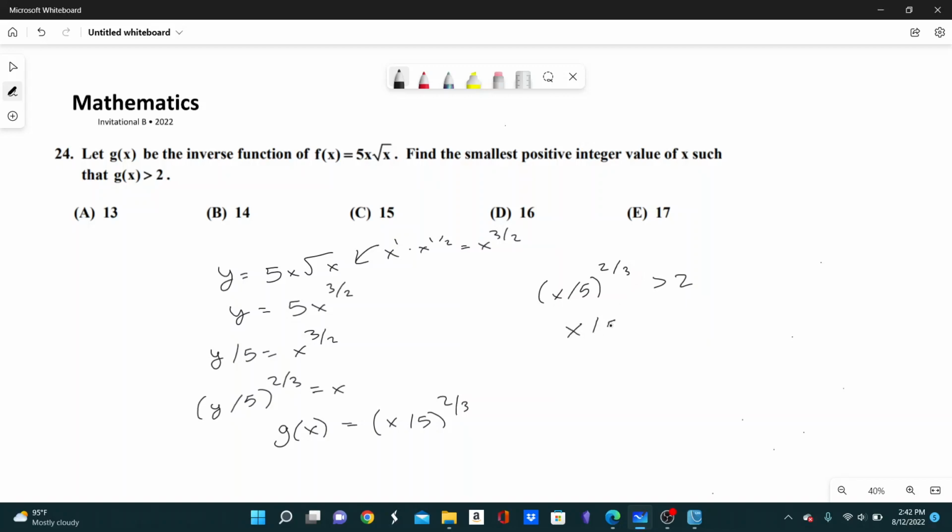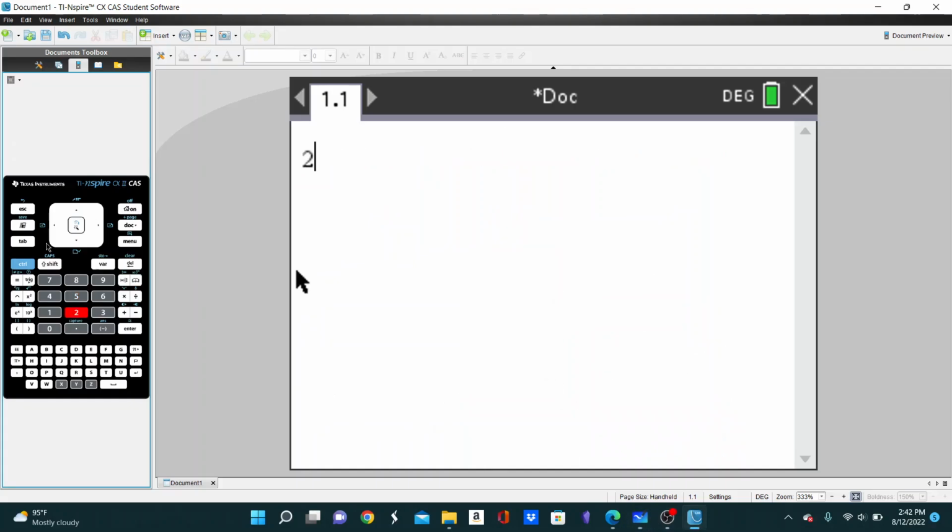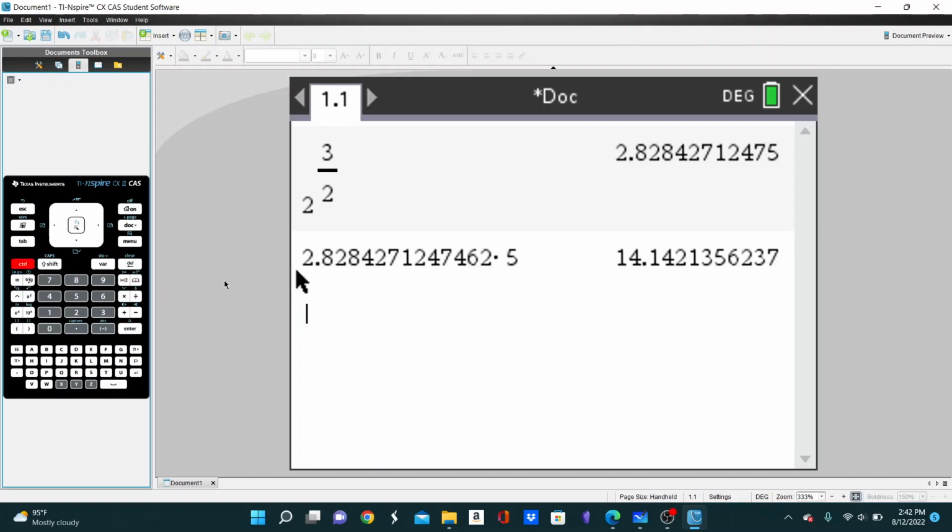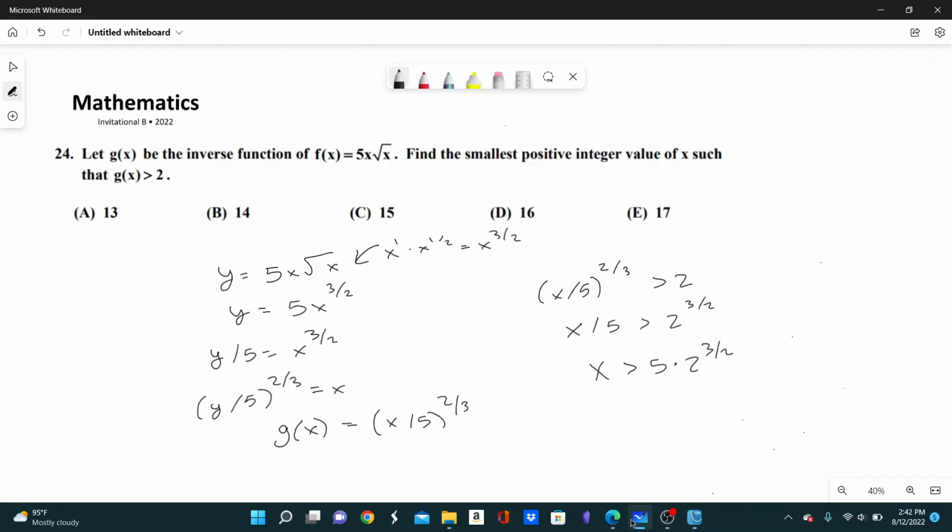So x over 5 is greater than 2 to the 3/2. And then multiply both sides by 5. So x is greater than 5 times 2 to the 3/2. So if I do this, 2 to the 3/2, that's 2.82, and then times 5, so we get 14.14, and so then we have to find the integer right above that, so the answer would be 15.